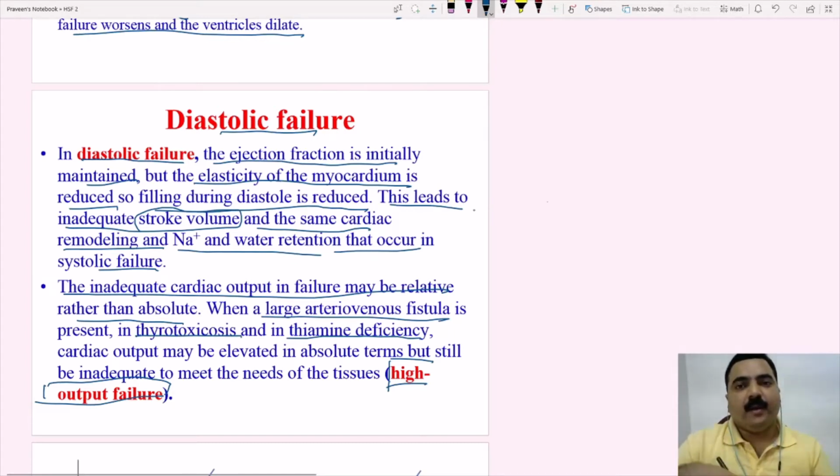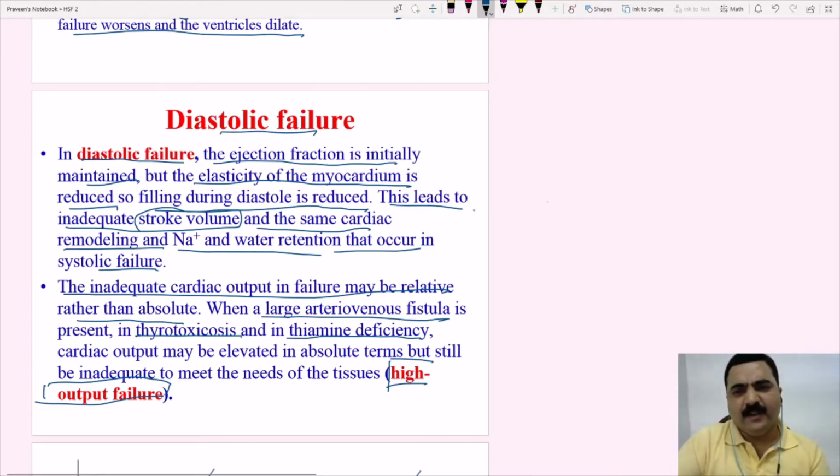You will need a lot of blood. So there will be a massive vasodilation in both beriberi and thyrotoxicosis, and the massive vasodilation will cause the pooling of the blood in the periphery. So even though the heart is pumping, the blood is getting pooled and is not able to properly circulate. So these scenarios are what is being referred to as high output failure.